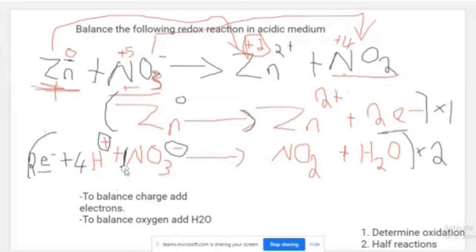So what about here? 2 times 1 here is going to be 2. Then again here it's going to be 2. So this is what we're going to get. So now we have the same number of electrons. Can you see that?